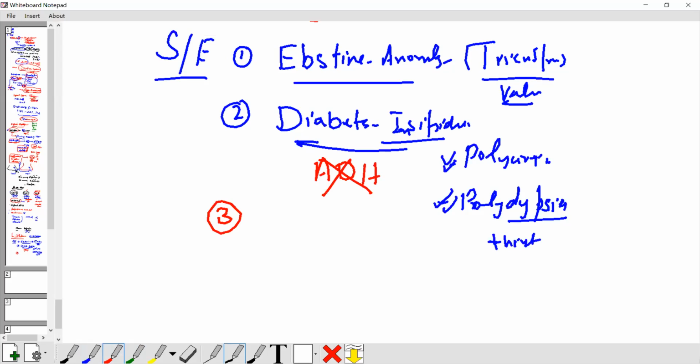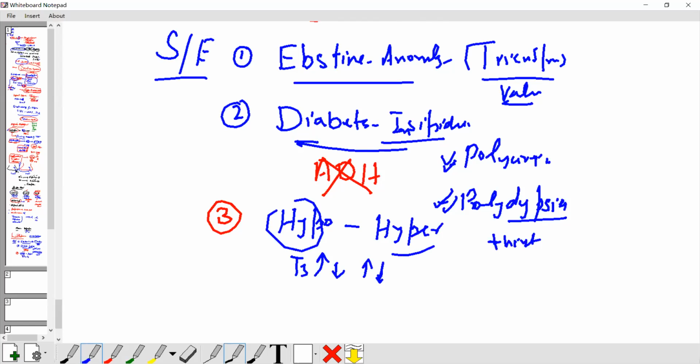Third side effect, lithium disturbs the thyroid. Sometimes the patient is hypo, sometimes hyper. Sometimes T3 is very high and very low and very high and very low like this. Okay, both hypothyroidism and hyperthyroidism. Understand? The big thing is hypo, mostly hypo. Lithium disturbs thyroid function.